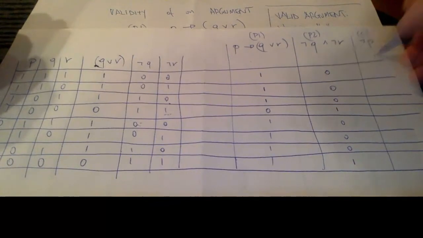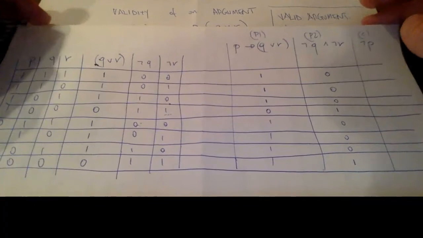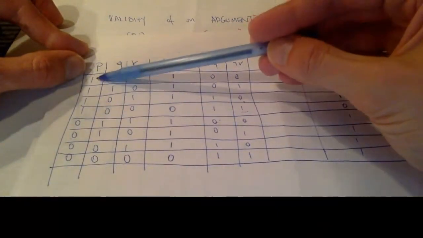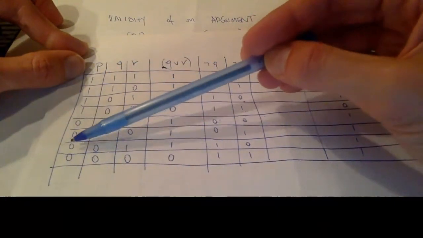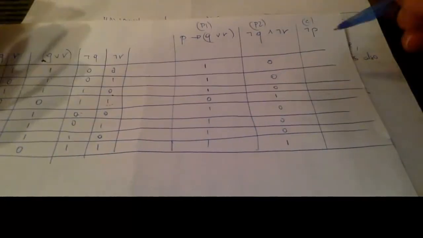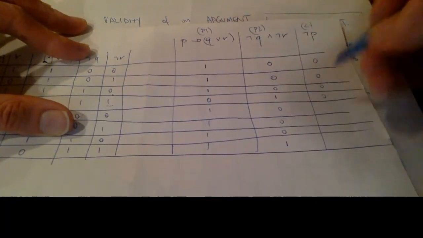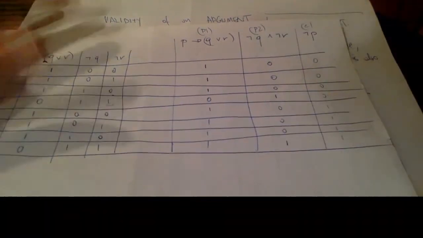Okay, we are ready finally to look at not P. And this is simple. We just need to look at the truth value for P. If we go back here to the truth value for P, we see that it has 1, 1, 1, 1, 0, 0, 0, 0. So when it comes to not P, we just need to flip the truth value of P. So we have 0, 0, 0, 0, 1, 1, 1, 1.